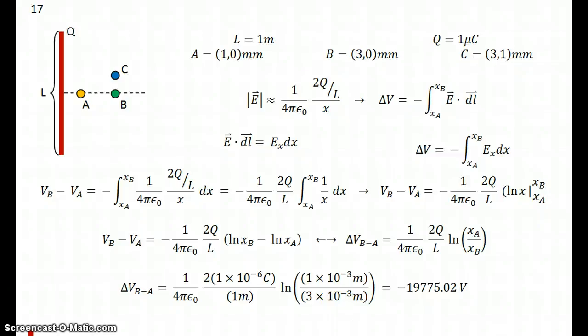With this simplified version, I could plug in my values and find the potential difference from A to B, which in this situation equals negative 19,775 volts.